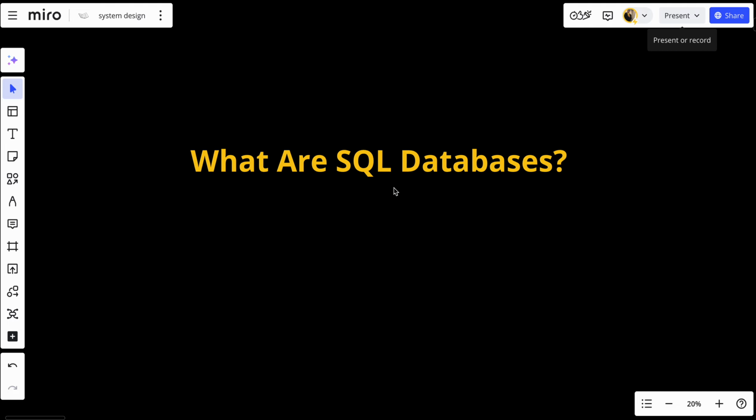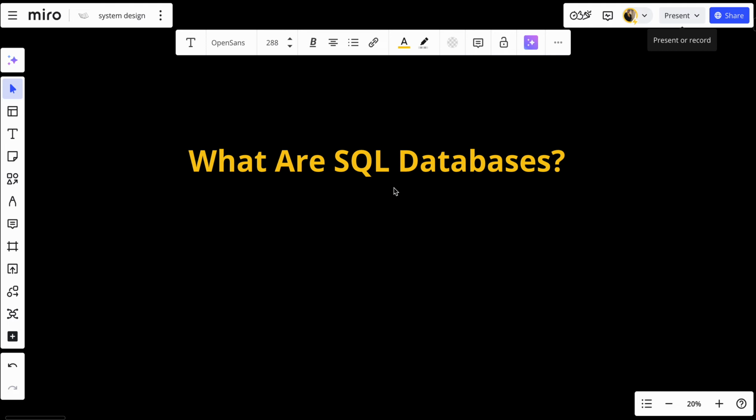First, what are SQL databases? SQL databases are relational databases that use a structured query language, which is SQL, to define and manipulate data. They are made up of tables with rows representing records and columns representing attributes. SQL databases are great for structured data where relationships between data points are important.